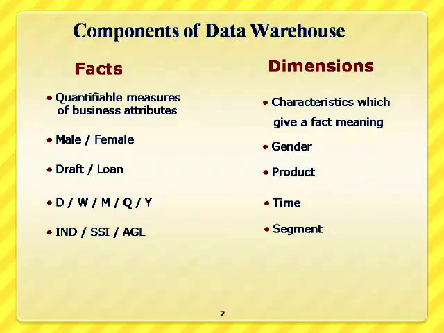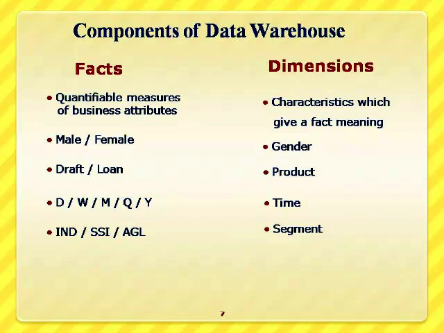Take an example. I have different dimensions of a business: gender, product, time and segment. For the gender dimension, I have the facts male or female. Similarly, for other dimensions, I have different facts. The time dimension has facts like day, week, month, quarter or year. Segment: industrial segment, small scale industries, agriculture industries, like that. So I am building a data warehouse based on these dimensions and facts. What for? To analyze the business threats. The business threats can happen.